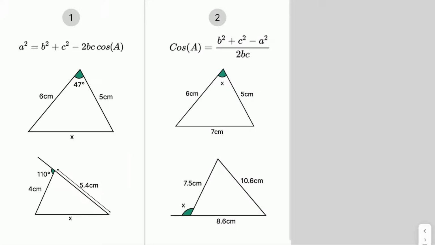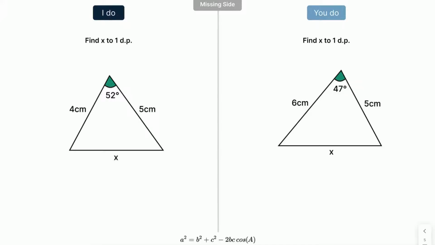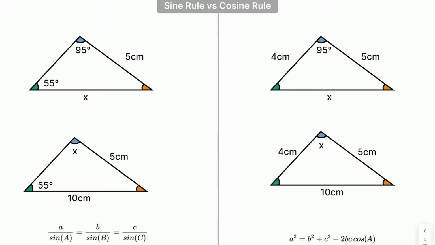We are also going to look at something a bit more advanced like this one here. Then we're going to do the exact same thing, but then find missing angles. And finally, we're going to look at a real exam question to finish off. So the way my videos work, I'm going to do the example on the left, which is I do. You are then going to press pause and have a go at the example on the right, which is you do.